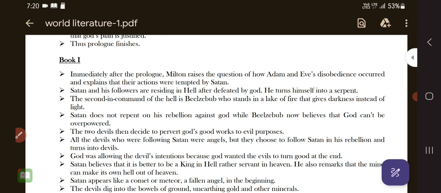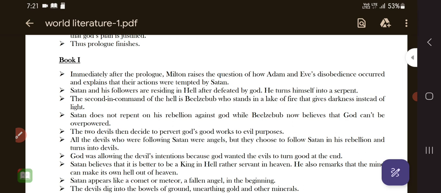Satan and his followers are residing in hell after being defeated by God. He turns himself into a serpent. See, as a serpent, he did all these things.